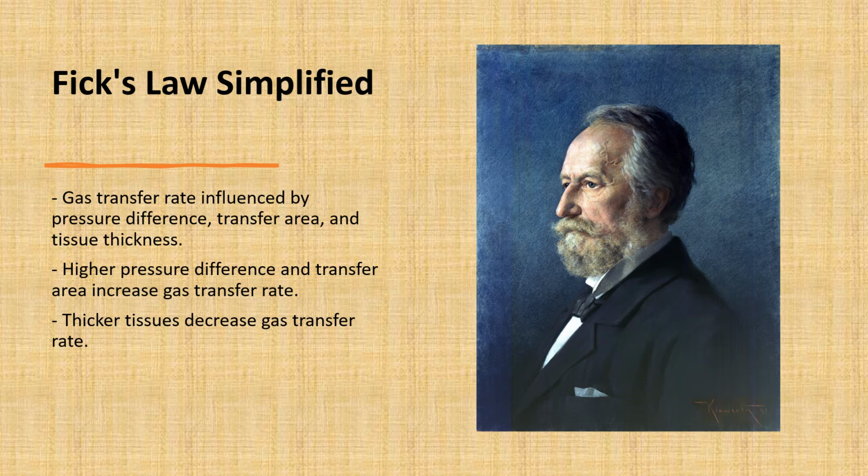The third factor is tissue thickness. If the tissue barrier is thick, it takes more effort and time. So if the tissue is thin, the gas transfer will be faster. So to summarize, the rate at which gas moves through a tissue depends on how different the gas concentrations are on each side of the tissue, how big the surface area is, and how thick the tissue is that the gas has to travel through.